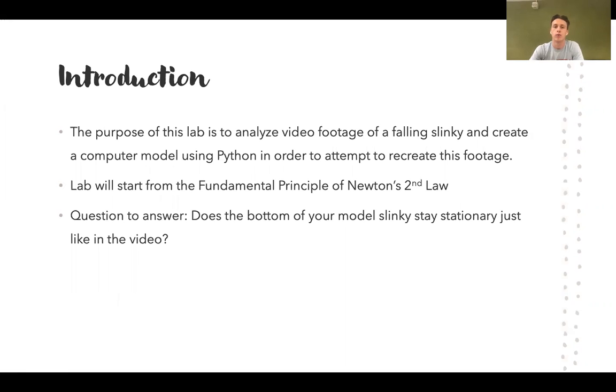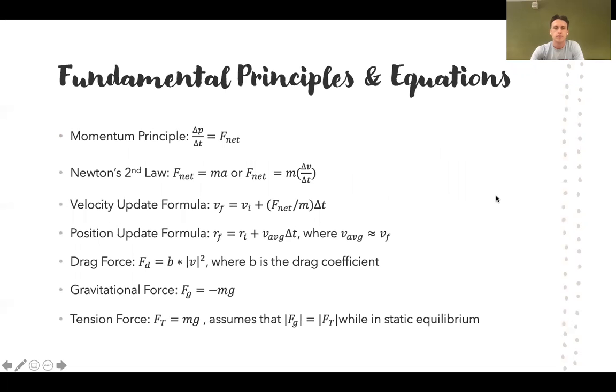For this lab, we will start with our fundamental principle of Newton's second law. The main question that we want to answer is, does the bottom of the model slinky stay stationary just like it does in the video? The fundamental principles and equations that we use for this experiment are the momentum principle, Newton's second law, velocity and position update formulas, drag force, gravitational force, and tension force, which for this experiment, we assumed to be equal to the gravitational force while it is in static equilibrium.